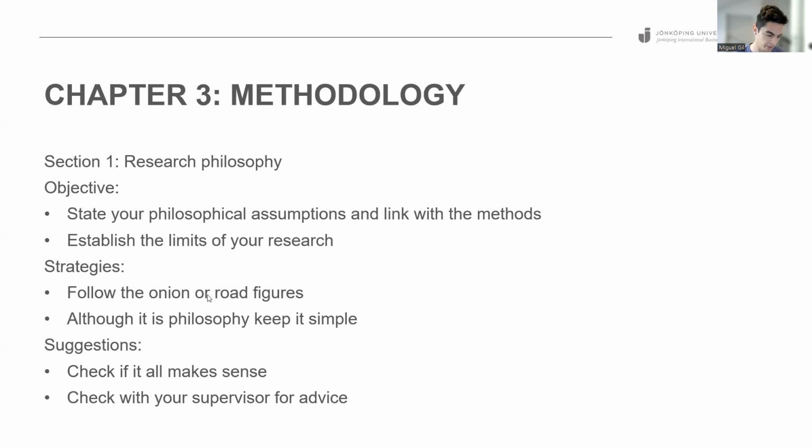But another example is an onion. I forgot the reference, but I can share it with you in Canvas. There is actually a paper talking about research philosophy as an onion where you have different layers. It always reminds me of Shrek. Onions are Shreks, right? Remember? So research philosophy is also an onion, and there are different layers.